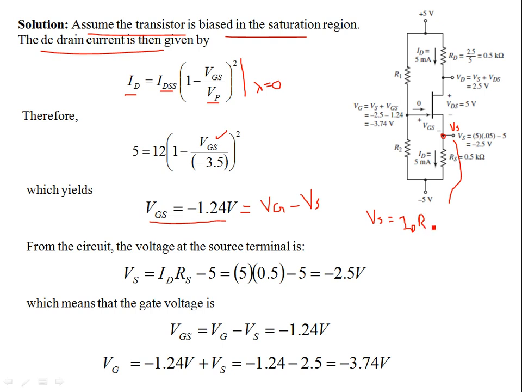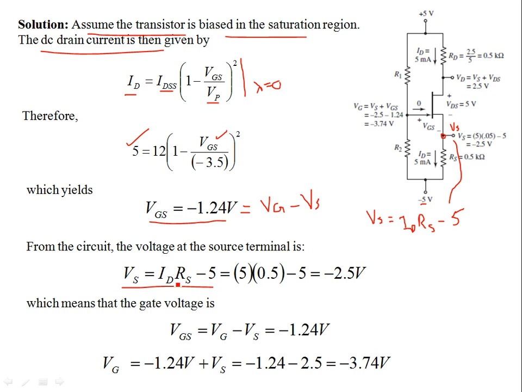and then you have another DC biasing of minus 5 volts, so you have to account for that as well. This is ID RS minus 5 volts, which is written over here. VS is ID RS minus 5 volts. ID is supposed to be 5 milliamps, and we are assuming that the transistor is biased in the saturation region.